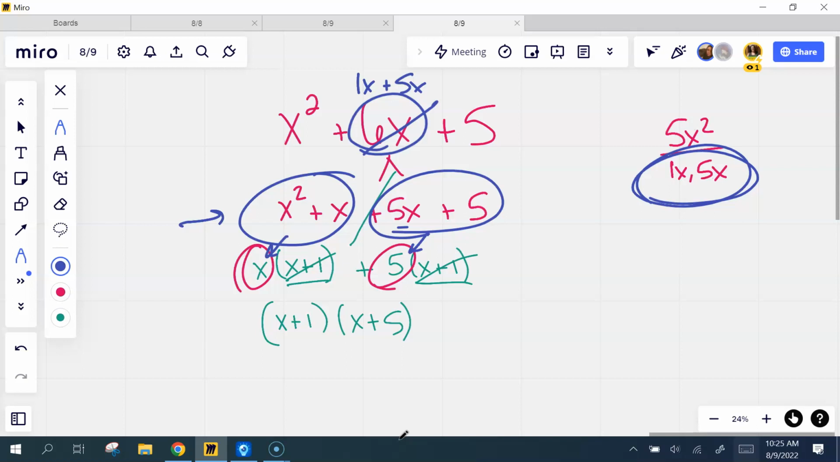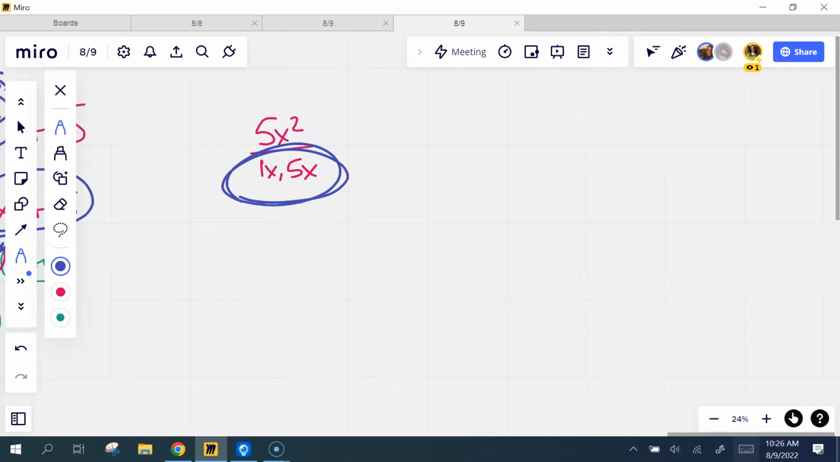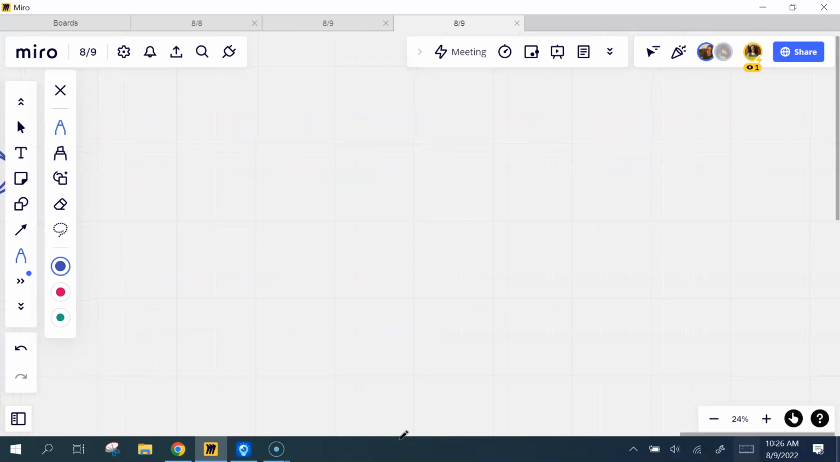Other questions? Ready for another one? You can try it. Try it and see what happens. I will tell you this one's got a negative in it, so be very, very careful. And don't forget your first step. Always your first step.